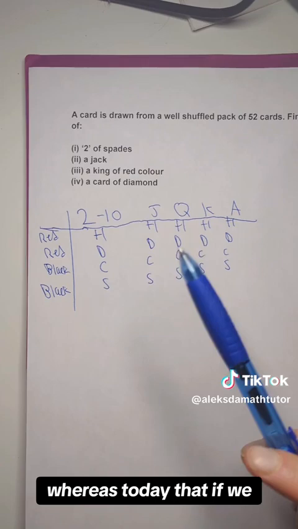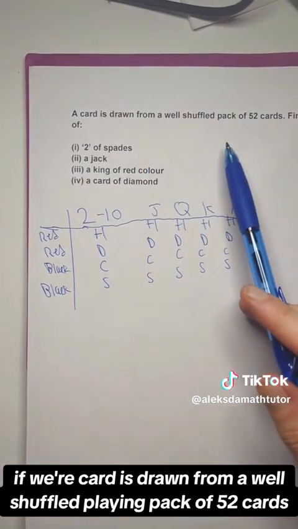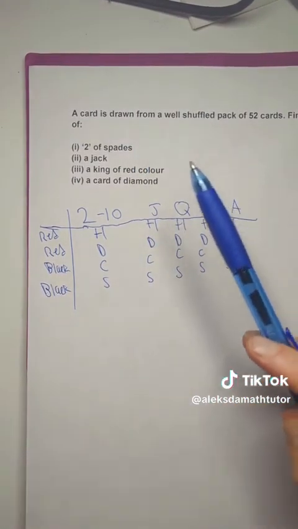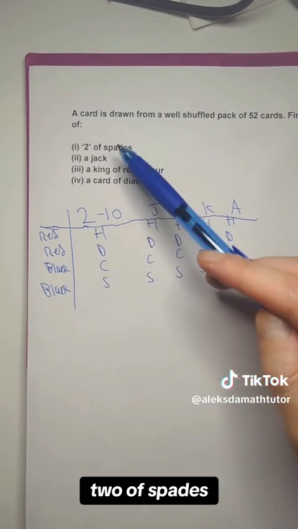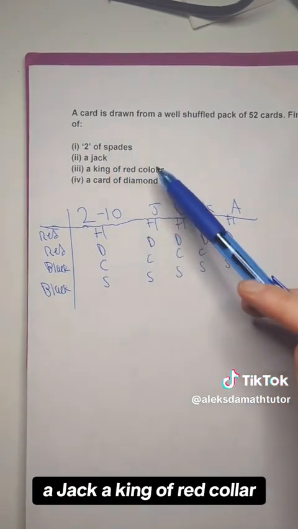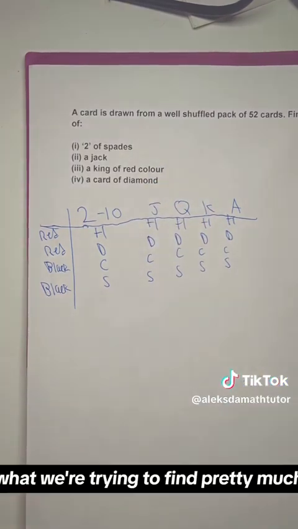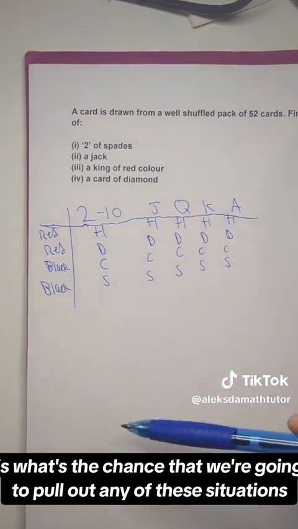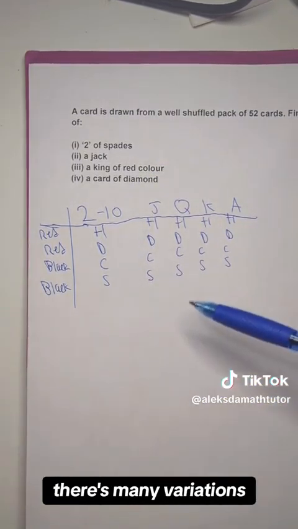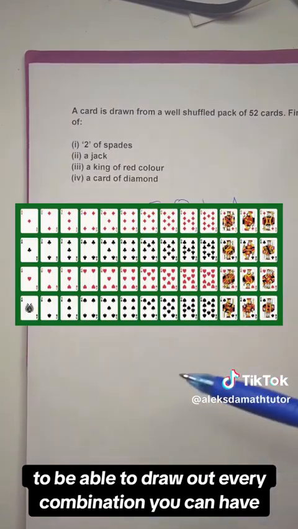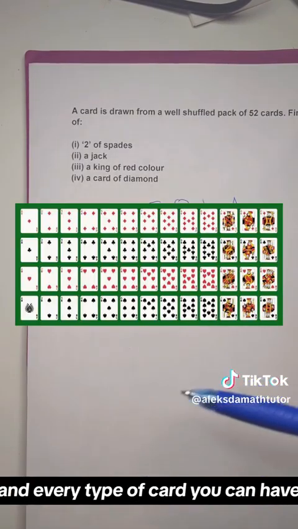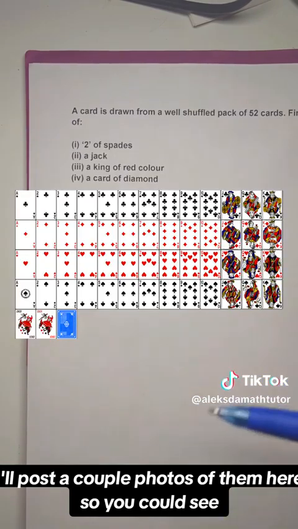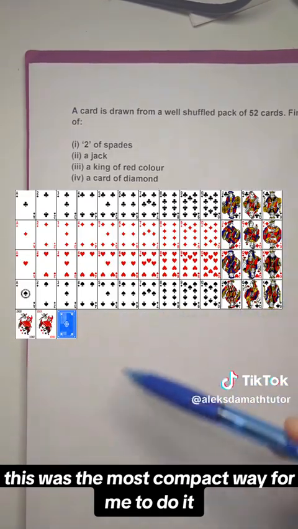We're asked today that if a card is drawn from a well-shuffled playing pack of 52 cards, let's find the probability of a couple things: a 2 of spades, a jack, a king of red color, a card of diamond. What we're trying to find pretty much is what's the chance that we're going to pull out any of these situations. So I drew a table. There's many variations to be able to draw out every combination you can have and every type of card you can have. I'll post a couple photos of them here so you can see. This was the most compact way for me to do it.